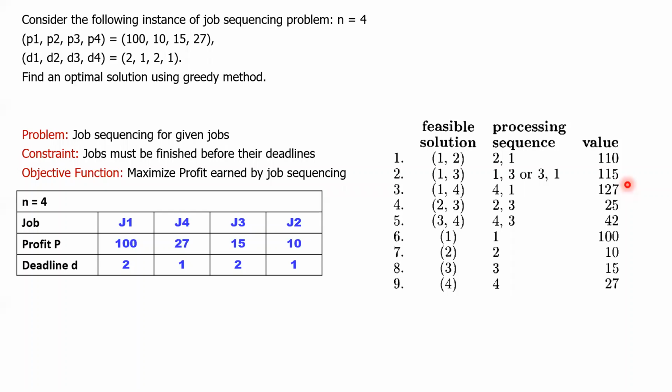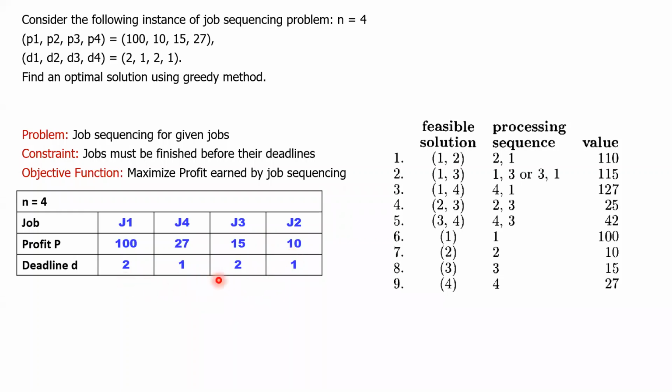So among all these feasible solutions, the third solution is the optimal solution, giving me the maximum profit. Now, how did I know that I have to complete job 4 and job 1? These are the 2 jobs that are to be selected to earn the maximum profit. That is why we have reordered the jobs in the decreasing order of profits. Now the process goes like this.